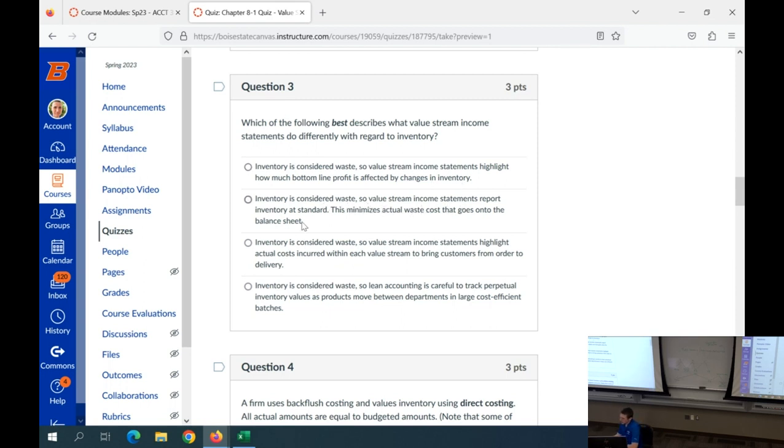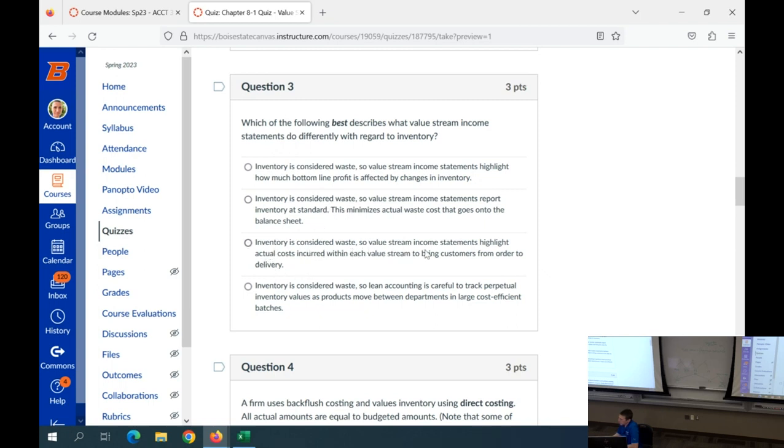Inventory is considered waste, so value stream income statements report inventory at standard. Wait a second. That sounds like Chapter 7 stuff. Work in process is at standard, finished goods is at standard, and Chapter 8 says no. So I don't think this one's right. We don't evaluate any inventory at standard when we're using a lean system.